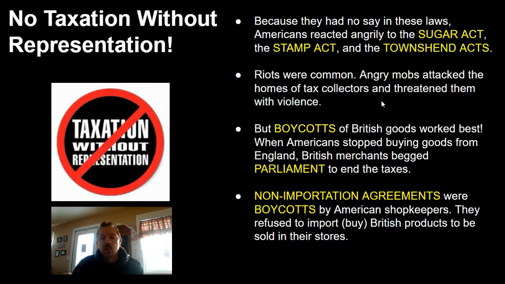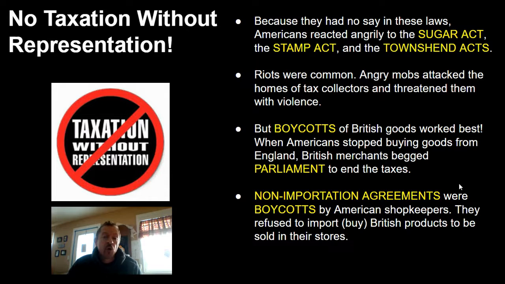So boycotts throughout history have always been effective because they hit people where it hurts the most, in their pocketbook, in their wallet. It costs them money. And for this reason, British merchants actually begged Parliament to end all these taxes, and in some cases they did. And another term for boycott is a non-importation agreement. This is where the American shopkeepers would refuse to sell British products in their stores. So the shopkeeper said, we're not going to import, we're not going to buy stuff from England and then turn around and sell it to people in the colonies, because that would be supporting British businesses.